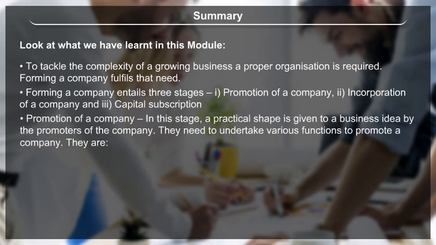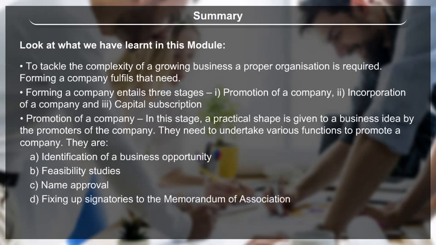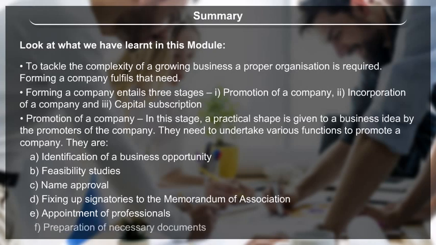Promotion of a company. In this stage, a practical shape is given to a business idea by the promoters of the company. They need to undertake various functions to promote a company. They are A. Identification of a business opportunity. B. Feasibility studies. C. Name approval. D. Fixing up signatories to the Memorandum of Association. E. Appointment of professionals. F. Preparation of necessary documents.